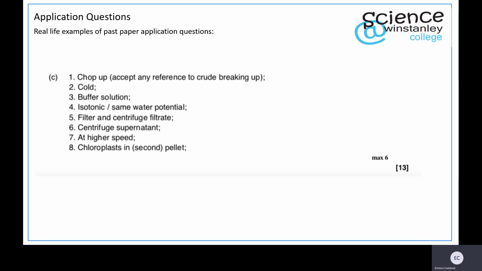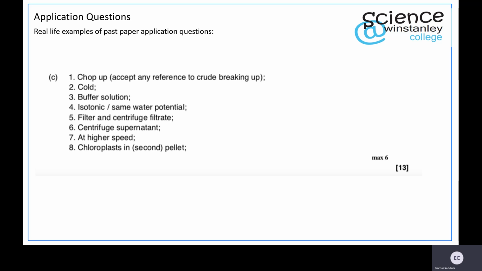You need to then filter and centrifuge the filtrate. Filter to make sure you get rid of any old lettuce stuff, and then centrifuge your filtrate. You then centrifuge your supernatant. You take out just the supernatant, the liquid on top, and you use it at a higher speed, and you'll find chloroplasts in the second pellet. Once you've got rid of all the rubbish that you don't need, you take off that supernatant, spin it at a higher speed, and you'll get your chloroplasts, which have been protected because they are cold, they're in that pH buffer, and it's isotonic, the same water potential.